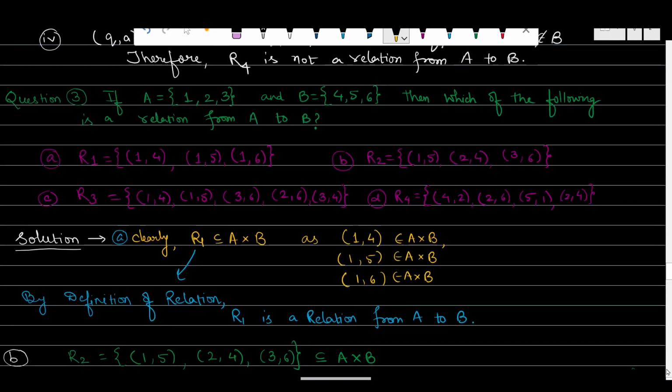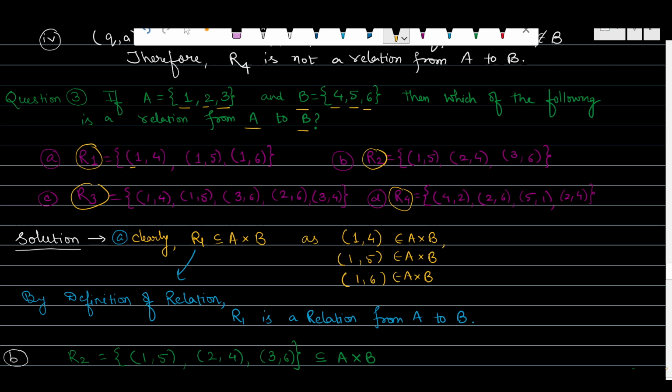Now, another question. If set A contains the elements 1, 2 and 3, and set B contains the elements 4, 5 and 6, then which of the following is a relation from A to B? For checking, we will check whether R1, R2, R3, R4 are subsets of A cross B. So how to check?